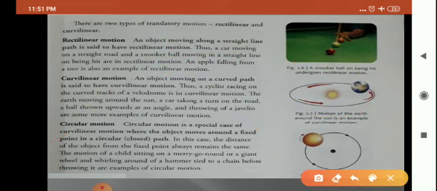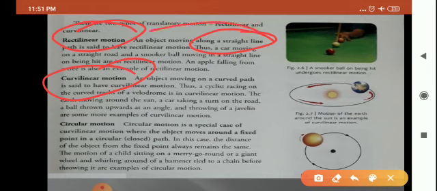Throwing of a javelin are some more examples of curvilinear motion. So translatory motion has two parts, rectilinear motion and curvilinear motion. When an object moves along a straight line path, the object possesses rectilinear motion, and when an object moves along a curved path, the object possesses curvilinear motion. So I hope, children, it is clear to you.